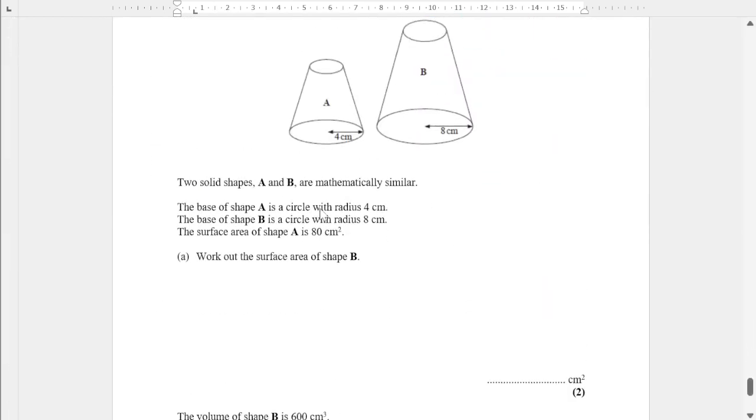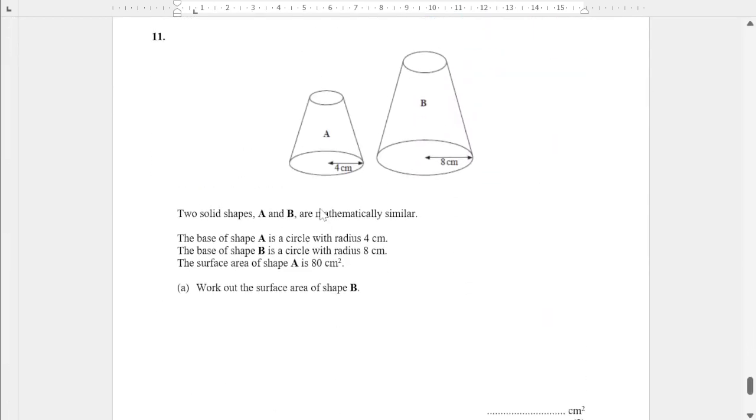Okay, and question 11. Two shapes A and B are mathematically similar. The base of shape A is a circle of radius 4. The base of shape B is a circle of radius 8. The surface area of shape A is 80 centimetres squared. Work out the surface area of shape B.